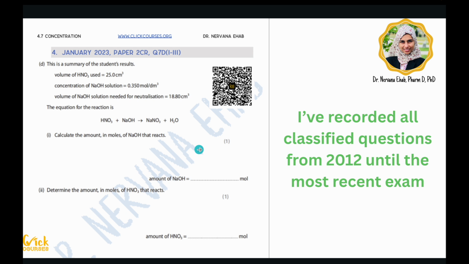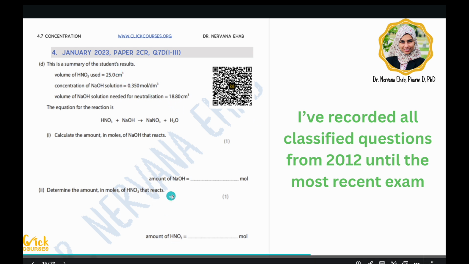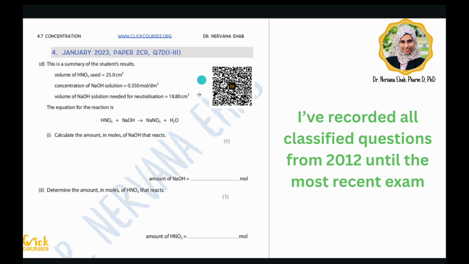Okay, here's the other good news. I've recorded all classified questions from the very beginning of Edexcel 2012 until the most recent exam. Not just that, every question on your homework has a QR code. If you scan the QR code, it takes you to exactly the timestamp where I teach this particular question.